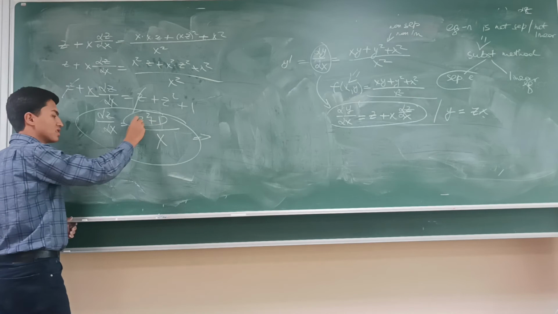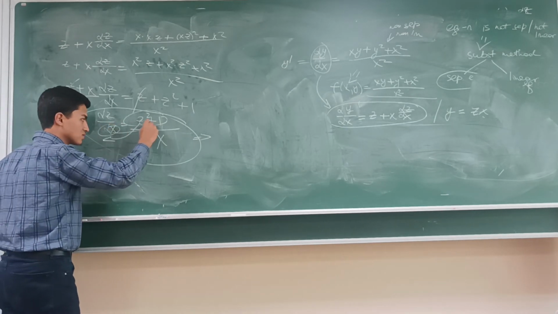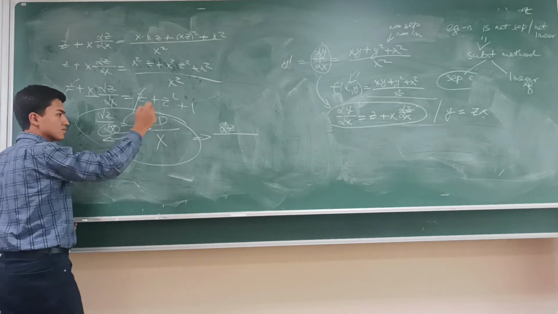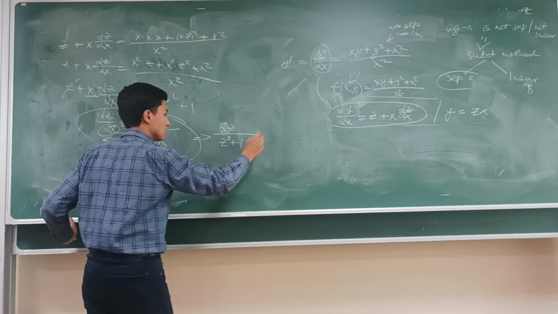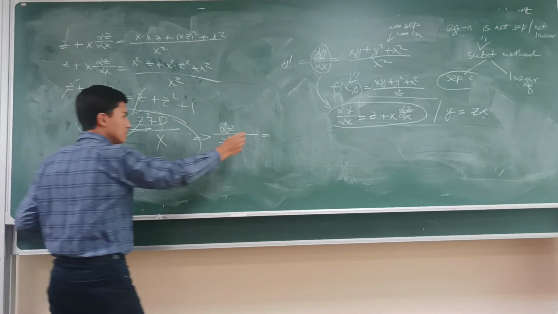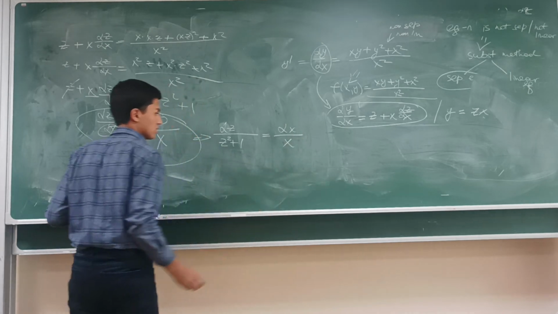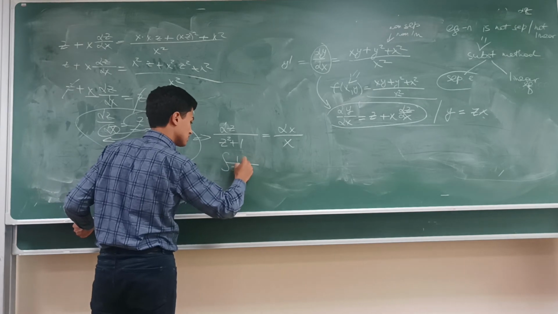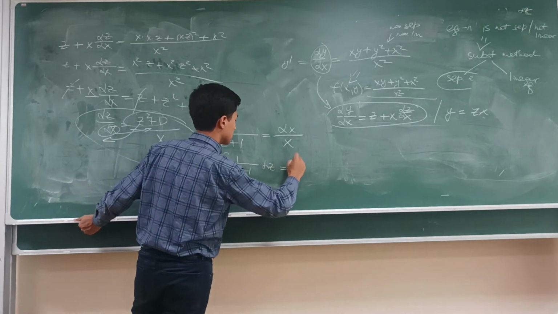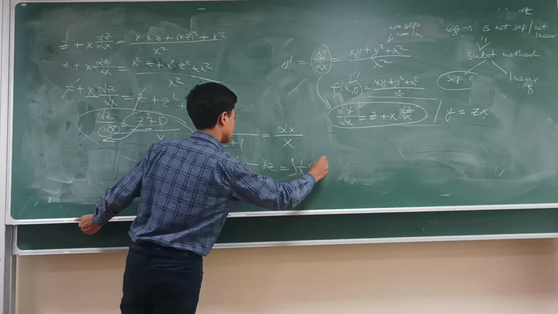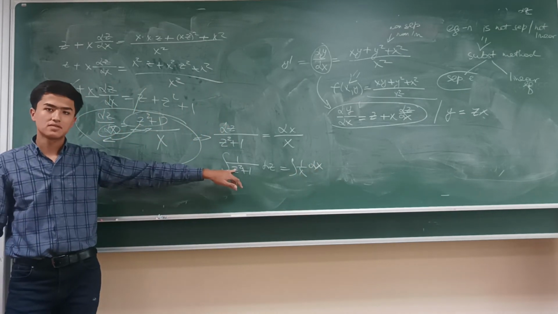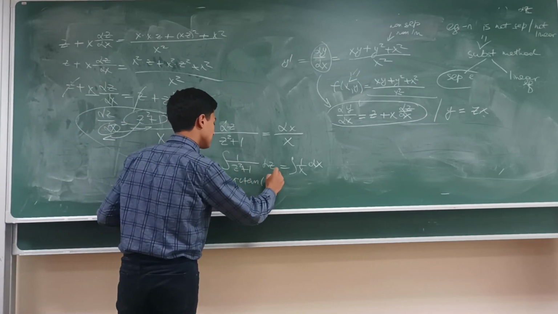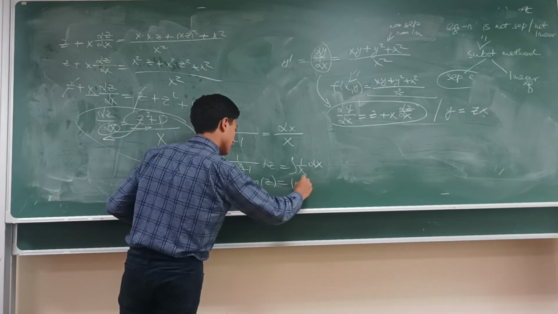So we move this to the denominator, and this x, dx to here. So dz over z squared plus 1 equals dx over x. You take the integral from both sides. Do you know this value? It's going to be arctangent z equals ln x plus c.